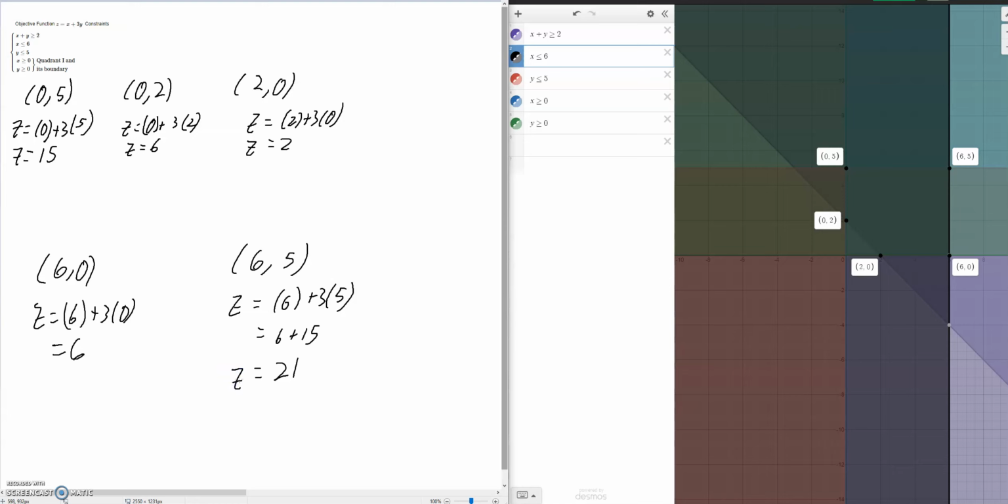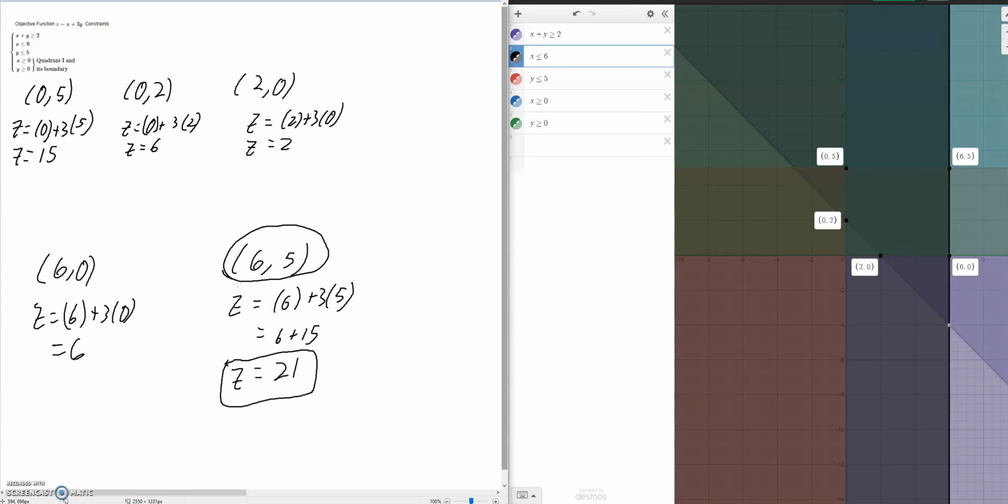Okay. So based on what we see here, what do we believe our maximum is? Our maximum is z equals 21, and it is attained at 6, 5. Okay? So, graph your constraints, then plug in your objective function for each of those.